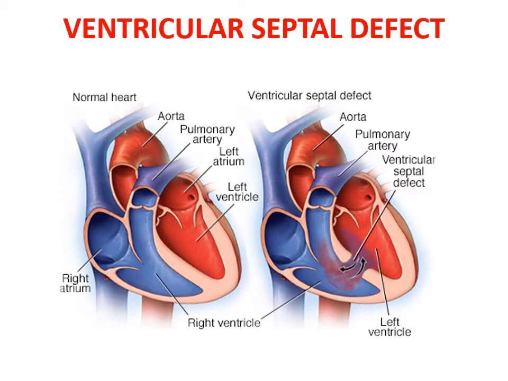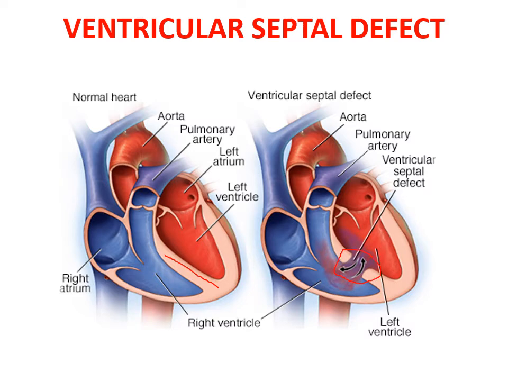The next congenital heart defect we are going to discuss is the ventricular septal defect. As the name suggests, the defect is present at the ventricular septum. So this is the ventricular septum, and the defect is along the ventricular septum. In this image you can see the ventricular septal defect.